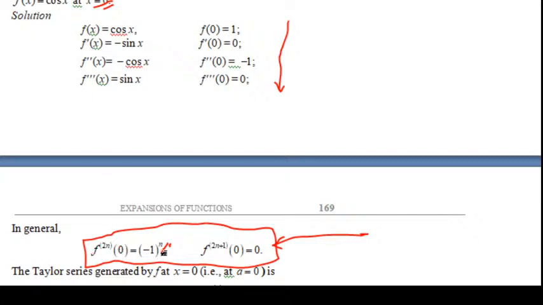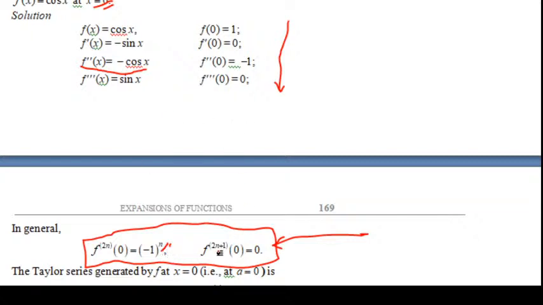F of 0 will be negative 1 to the power 0 when we put n equal to 0. What is negative 1 to the power 0? Simply 1. What is f2 of 0? We have already evaluated it here. Based on this formula, f2 of 0 will be negative 1 to the power 1, because 2 is 2 times 1. So n is 1, and negative 1 to the power 1 is equal to negative 1.